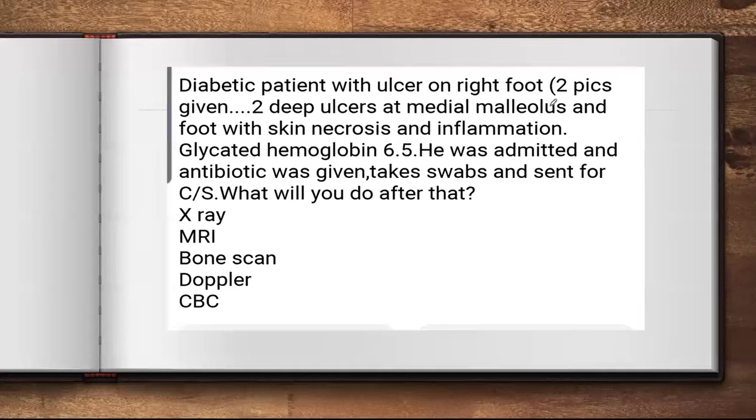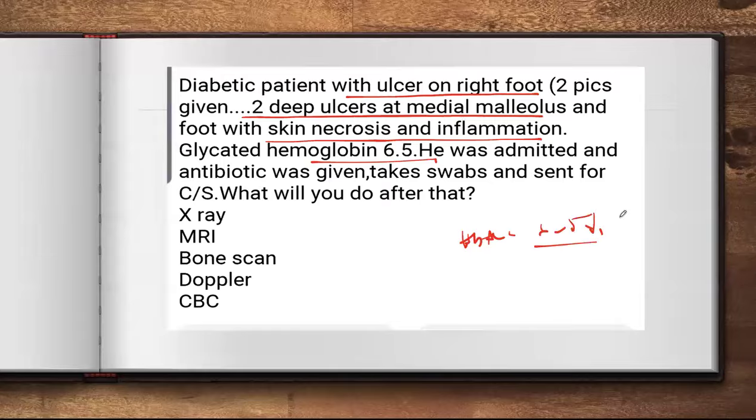Okay, moving on to the next topic, we have a diabetic patient with an ulcer on his right foot. There are two deep ulcers at the medial malleolus and foot with skin necrosis and inflammation. The HbA1c is 6.5%, which is good. HbA1c less than 7.5% means the diabetes is well controlled. But it's still a diabetic patient with an ulcer, which is always concerning. He was admitted and antibiotic was given. You have taken a swab and sent it for microscopic culture. What will you do after that?